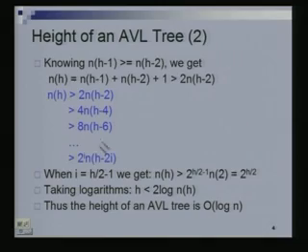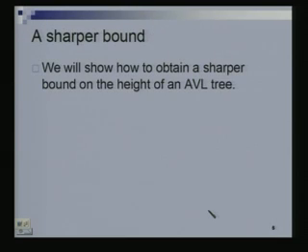So let's try and solve this recurrence slightly better. This is more of an exercise also to show you how recurrences are solved. We did a fairly crude analysis here. We replaced this with n of h minus 2 and then we did this and we got the bound. Let's try and get something better, just as an exercise. So we'll show how to get a sharper bound on the height of an AVL tree. The bound we obtained right now was 2 times log of n. Let's see if we can get something better than that.